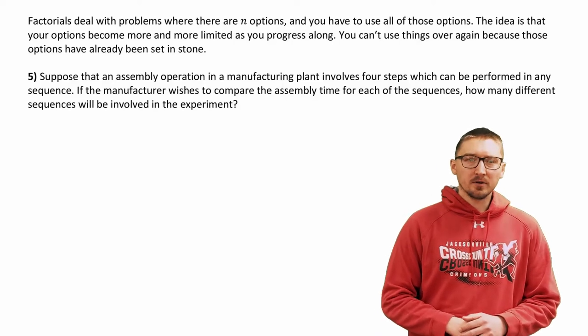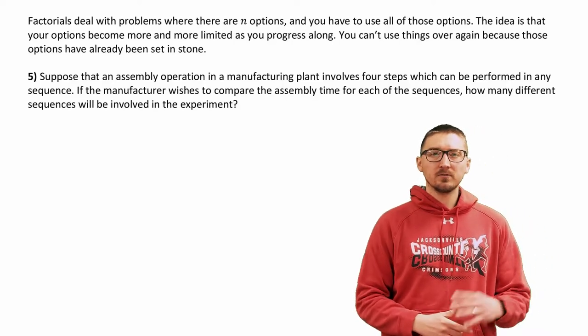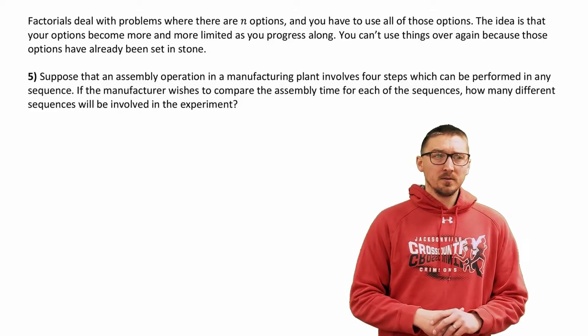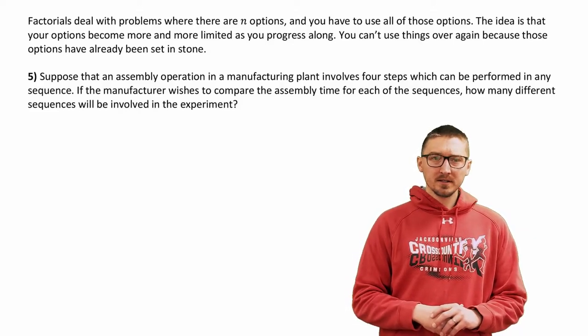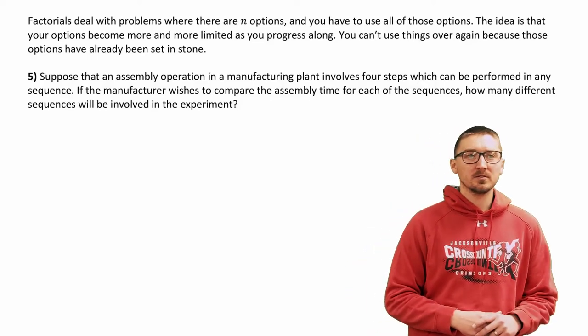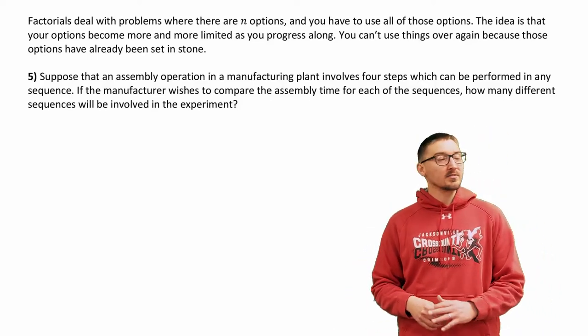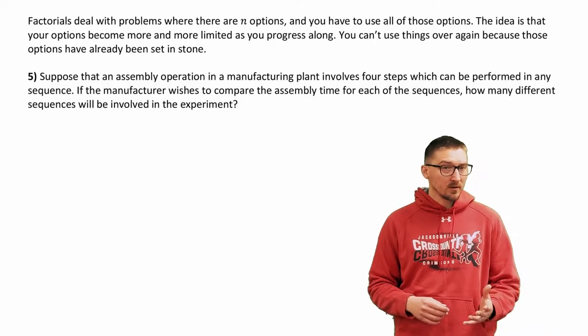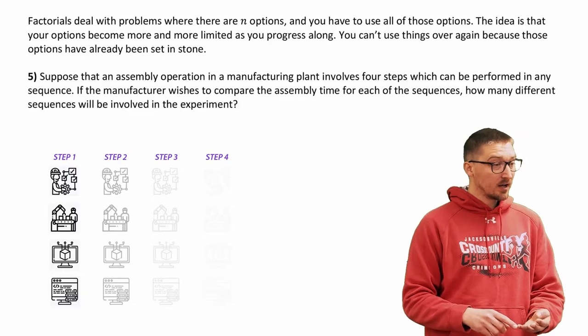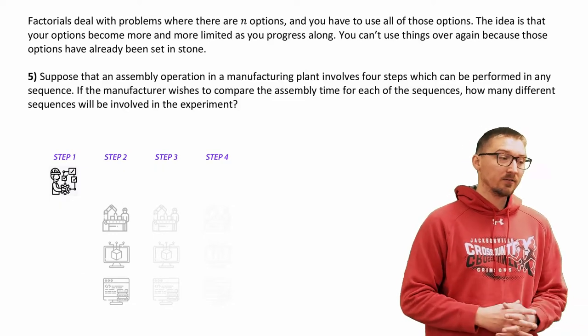Suppose that an assembly operation in a manufacturing plant involves 4 steps, which can be completed really in any sequence. The manufacturer wishes to compare the assembly time for each of the different sequences. So how many different sequences can be involved in this little experiment? So if you're looking at the first thing that they have to do, there are 4 different processes. They can choose any of the 4.